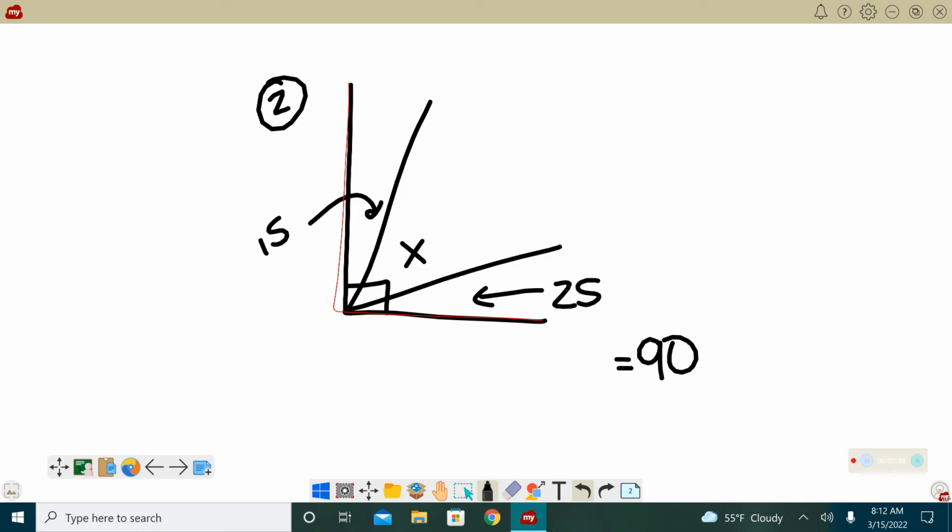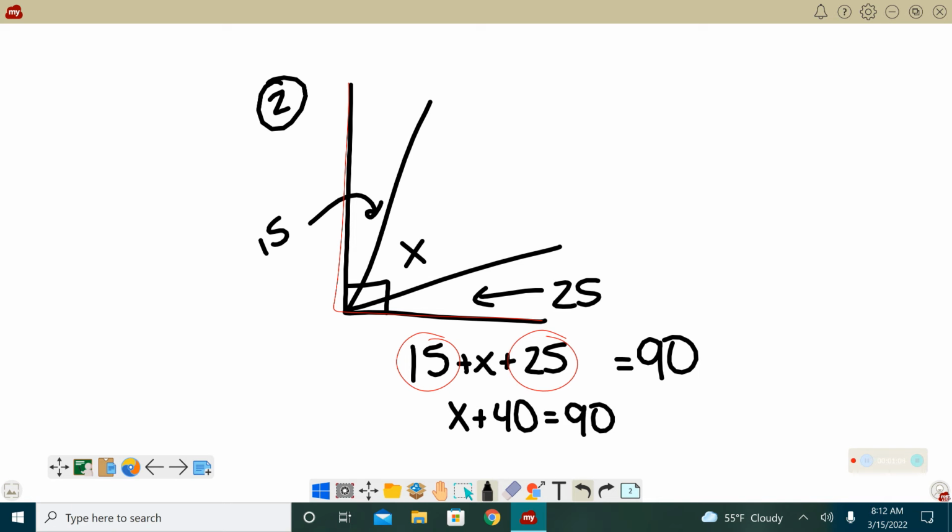But that angle is made up of 3 parts. It's made up of 15, x, and 25. Now we can think of this as algebra tiles. These are number tiles and these are number tiles, so they can be combined. It's called combining like terms. 25 plus 15 is 40, so we have x plus 40 equals 90.